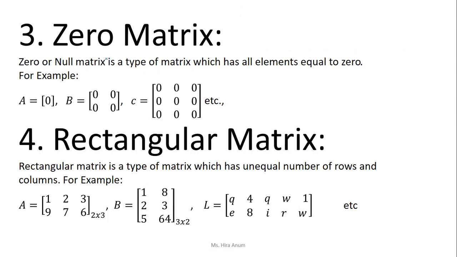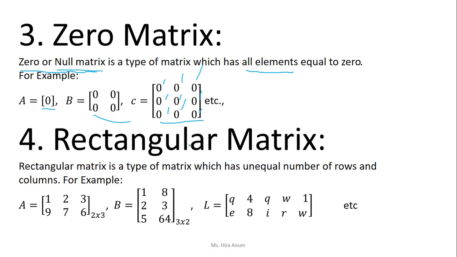Zero matrix, also called null matrix. In this, all entries are 0. You can see this is 1 cross 1, this is 2 cross 2, this is 3 cross 3, but entries will be 0. All entries are 0. So this is zero matrix or null matrix.